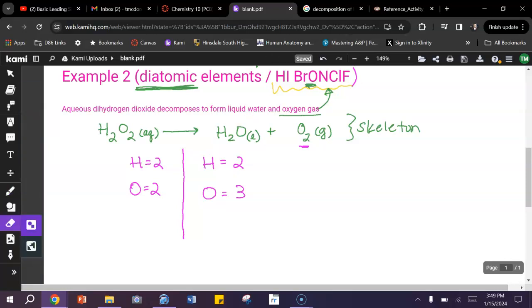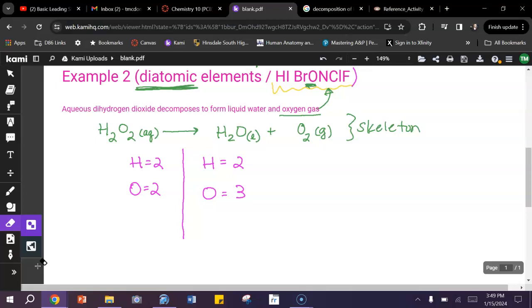Now, some of you guys might be saying, well, why don't you just change water to HOH? And I don't want to do that here because I don't have hydroxide. I don't have OH on my reactant side. So to use that trick would not help in this situation. So my hydrogens are good and my oxygens are out of balance. So I have a little bit of work to do.